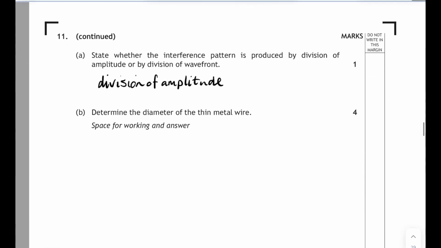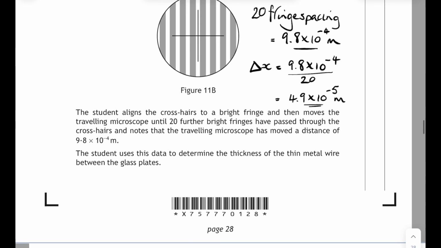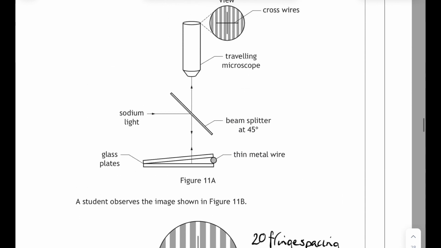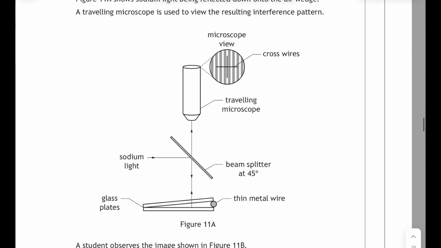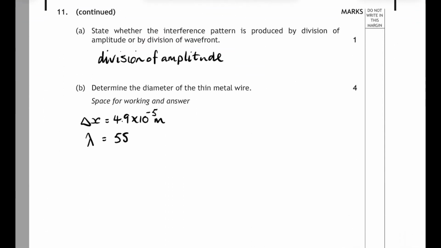And we need that, along with the wavelength of the light and the length of the glass slides, to determine the diameter of the thin metal wire. Now the wavelength of the light isn't given, but we are told on the diagram that it's a sodium light, and we can look that up on the data sheet. And the wavelength of sodium light is 589 nanometres. So let's put that in our little list as well. 589 times 10 to the minus 9.